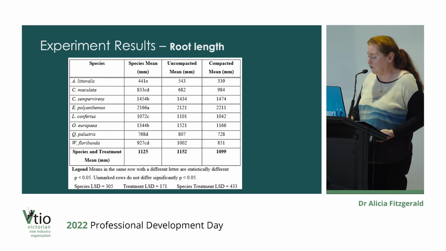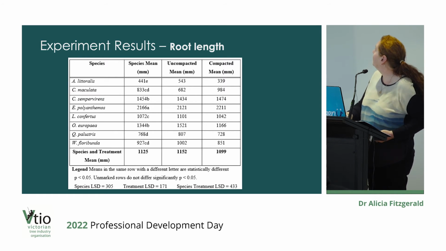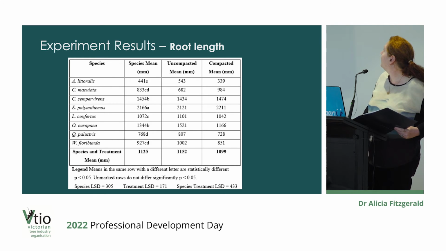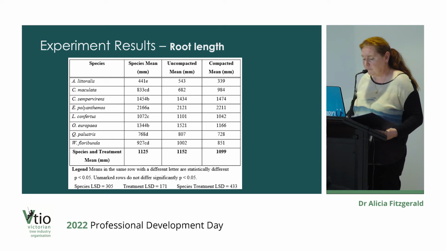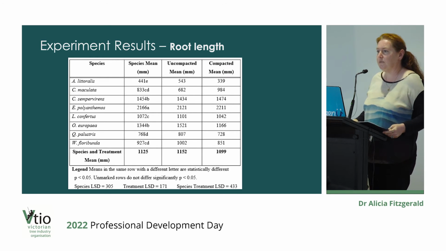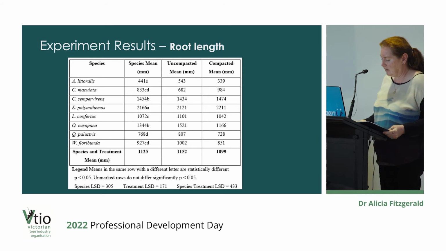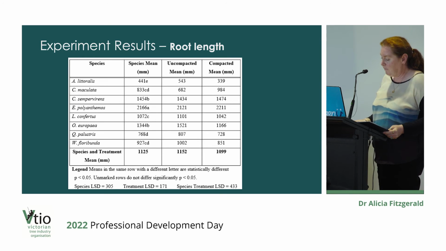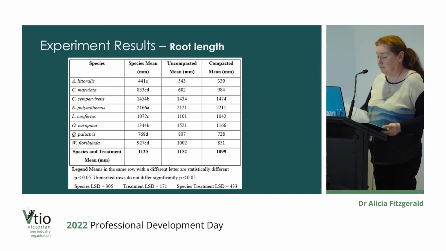Several species had longer roots on average in compacted soil. So we're on this column here. These were Corymbia with a difference of 302 millimetres, Cupressus with a difference of 40 millimetres, and Eucalyptus with a difference of 90. Olea had the largest difference in root length between treatments, of 355 millimetres, in uncompacted soil.